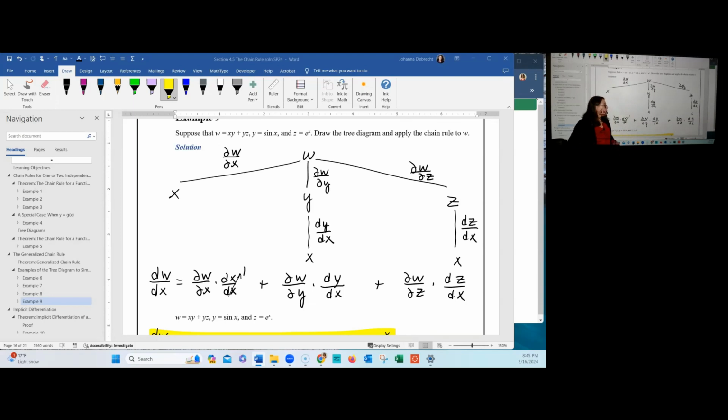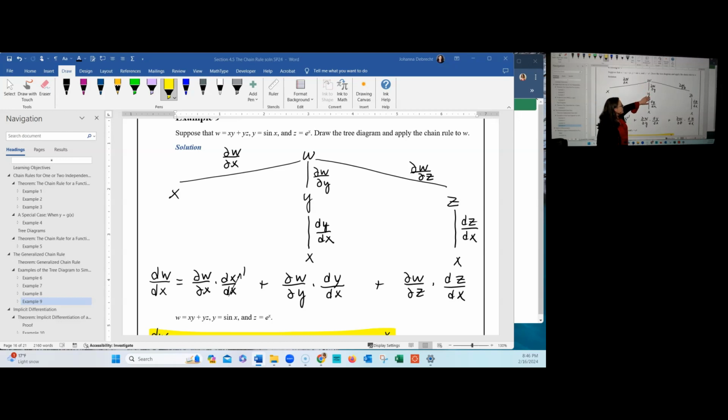Let's examine the tree diagram for this particular example. In this case, w is a function of 3 independent variables, so there are 3 branches from it, each labeled with the partial derivative notation. The branches at the ends are labeled x, y, and z on the nodes. X is not a function of any other variable, so it simply stops at the node x and becomes a leaf.